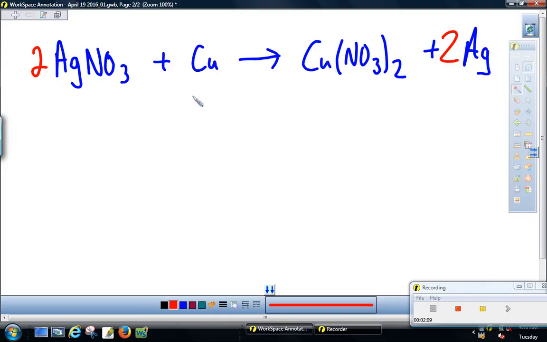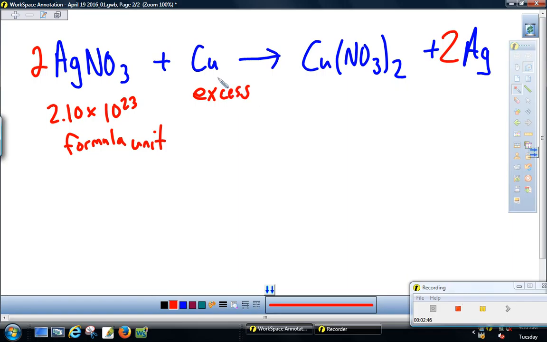So let's say we have 2.10 times 10 to the 23rd formula units. Remember, when it's an ionic compound or salt, instead of saying molecules or atoms, salts are found in crystals, and the simplest unit is called a formula unit. They're not individual molecules. So if we have 2.10 times 10 to the 23rd formula units of silver nitrate reacting with excess copper, then how many formula units?